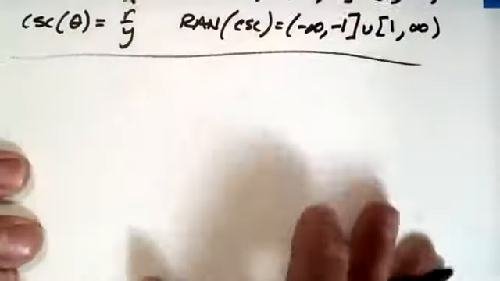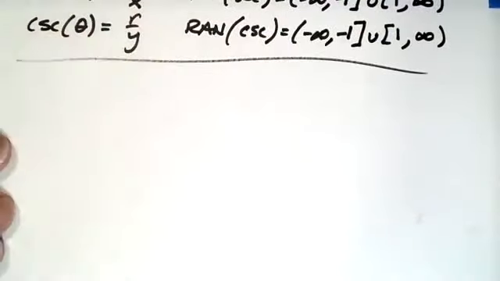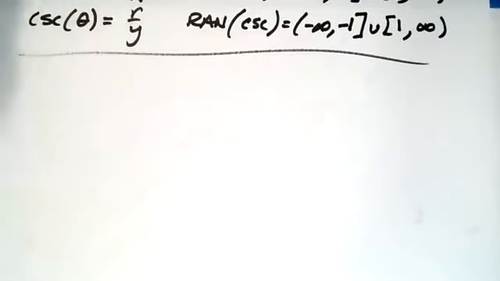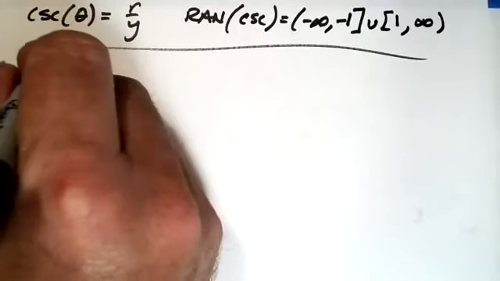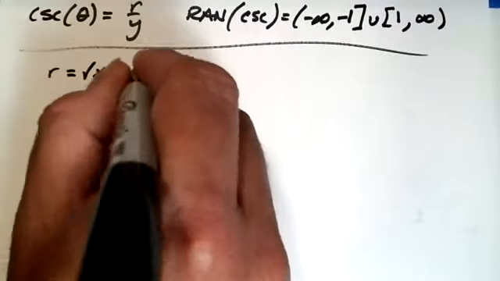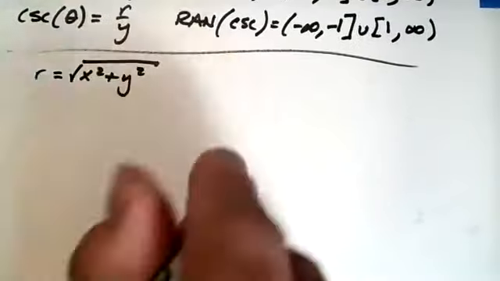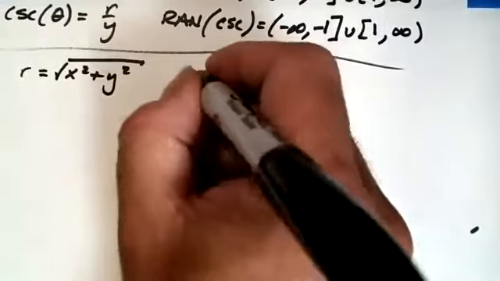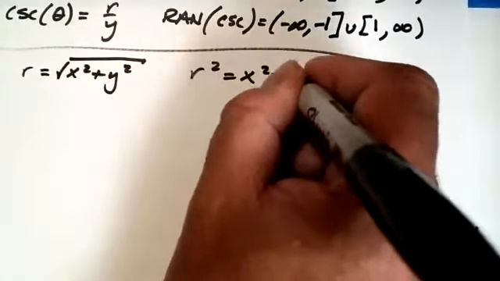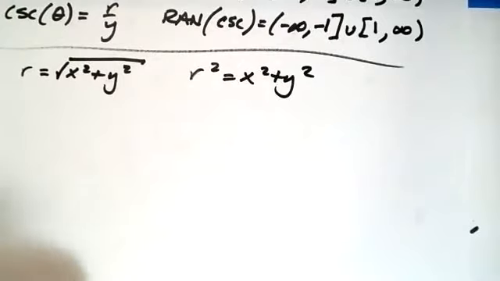Let me remind you that for the calculation of the value of R, we had this equation where R equals the square root of x squared plus y squared, right? You remember this? Well, this is equivalent to R squared equals x squared plus y squared, okay?